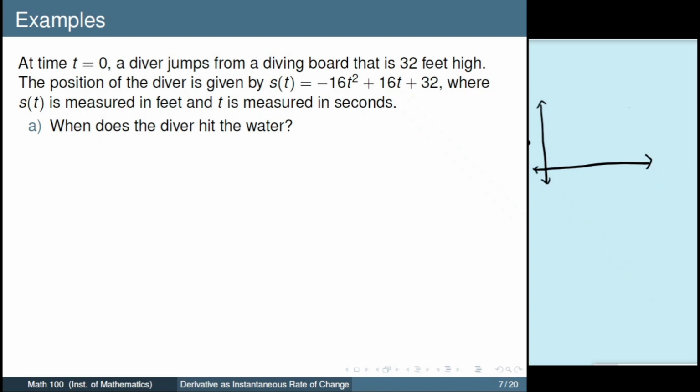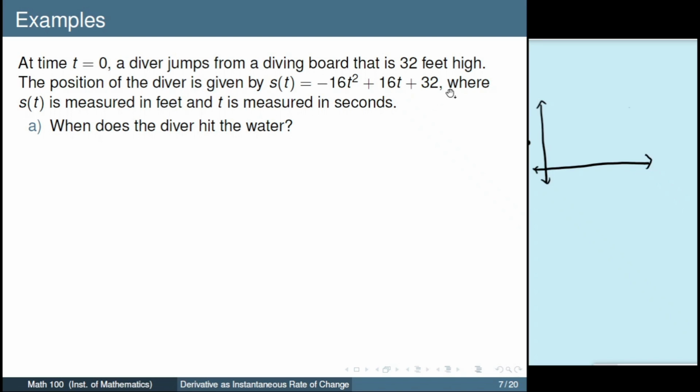Let's start rectilinear motion with this example. At time t equals 0, we have a diver jumping from a diving board that is 32 feet high. The position of the diver is given by this function, s of t equals negative 16t squared plus 16t plus 32. Our s of t here is measured in feet, and our t here is measured in seconds. So before we answer the first question, describe muna natin kung ano yung motion ng diver.